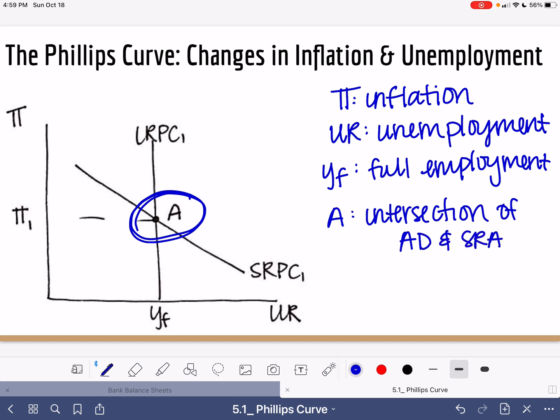So we can draw our Phillips curve with our market economy and show the same situation. So point A, or whatever point we're going to call it based on the problem that we're dealing with or our FRQ question, just represents the intersection of aggregate demand and short-run aggregate supply. So this Phillips curve is at equilibrium because we're on our YF point, our full employment point here.